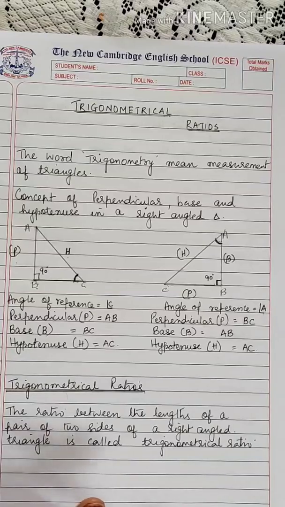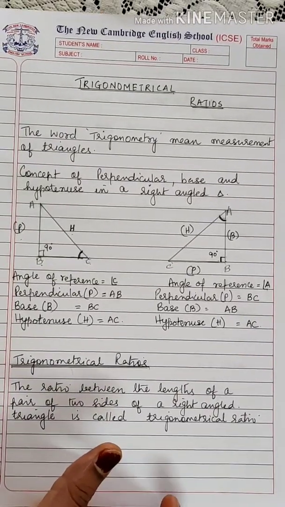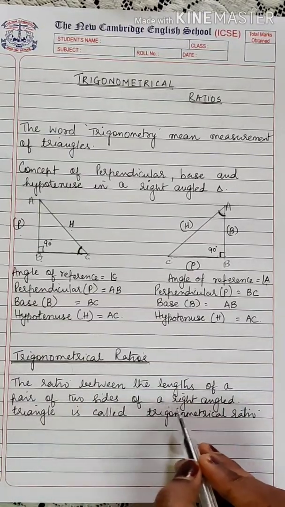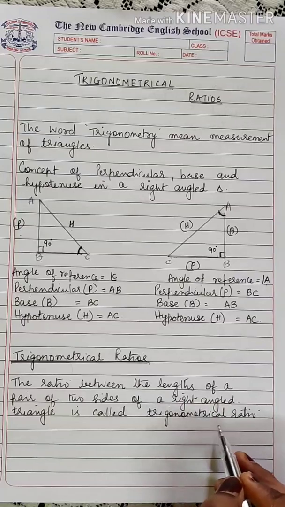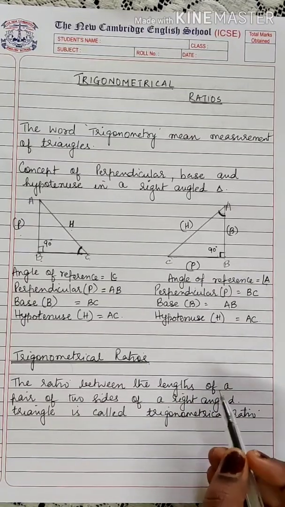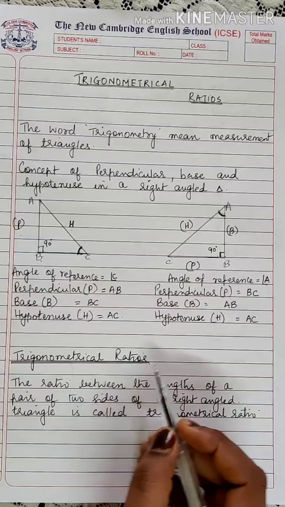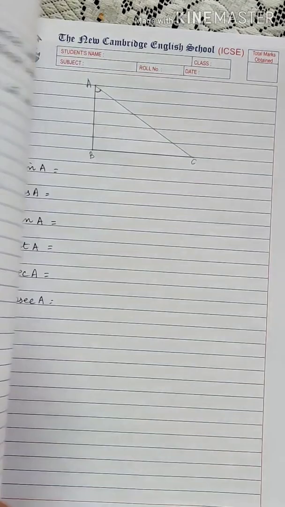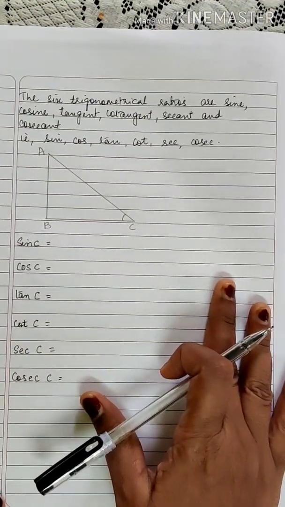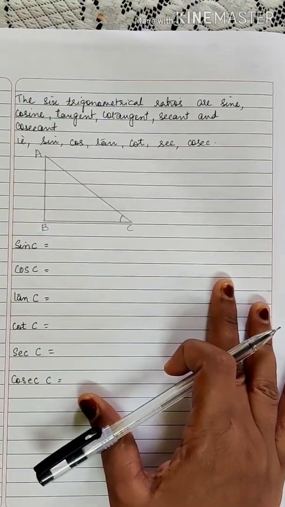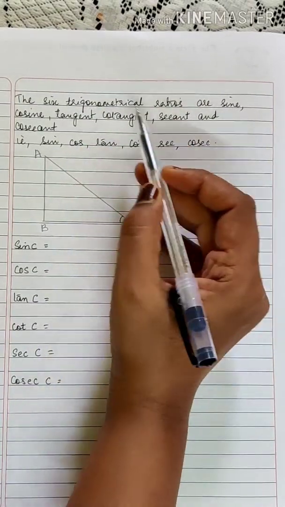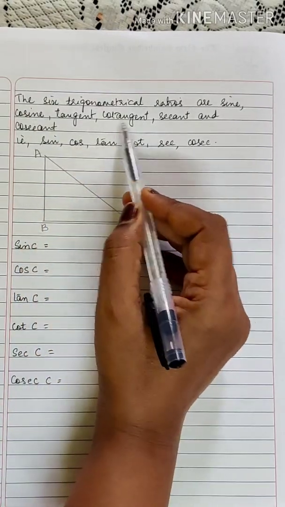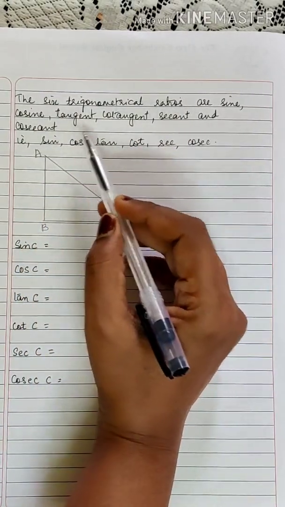Okay. Now we will learn about trigonometrical ratios. The ratio between the lengths of a pair of two sides of a right angle triangle is called a trigonometrical ratio. So this ratio will tell you the relation between the sides of the triangle. What are the different trigonometrical ratios? There are 6 trigonometrical ratios. They are sine, cosine, tangent, cotangent, secant and cosecant.